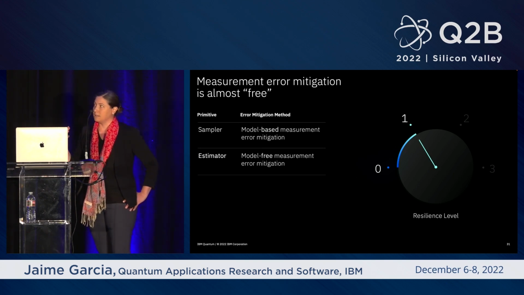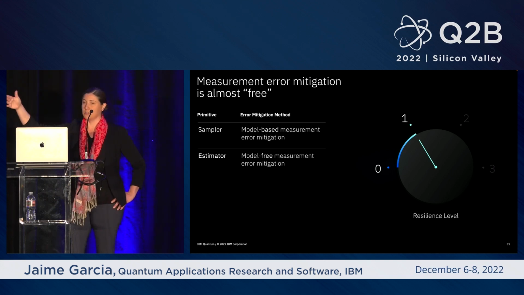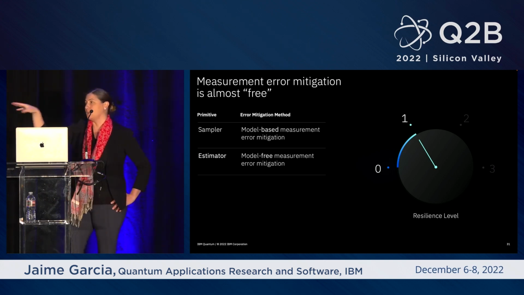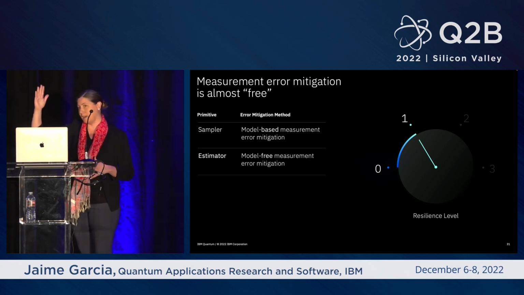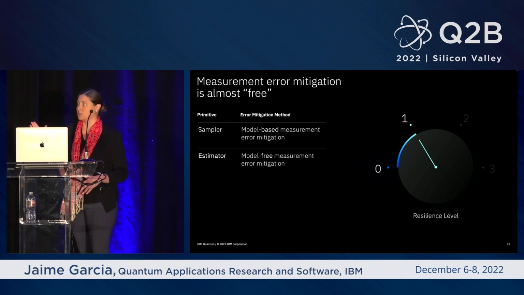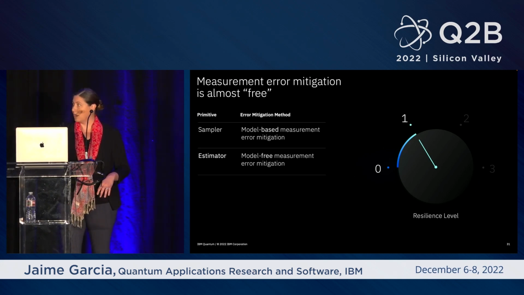Because there's almost no real overhead associated with these types of error mitigation, we include it by default, essentially as resilience level 1. So when you saw the code that Qnexis used, they had resilience level 1, and that really improved their results. It helps us get to the levels of accuracy that we need to do our research. So essentially, readout error mitigation is in this resilience level 1.